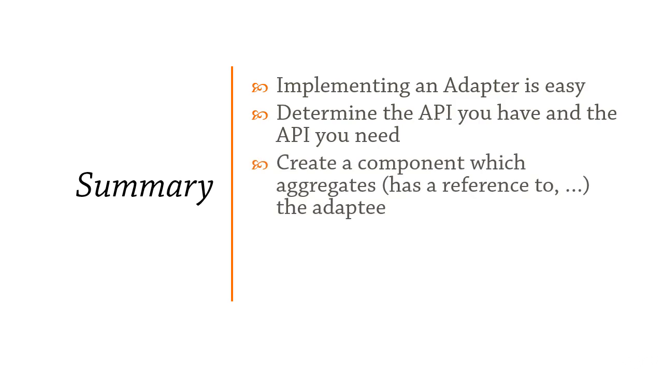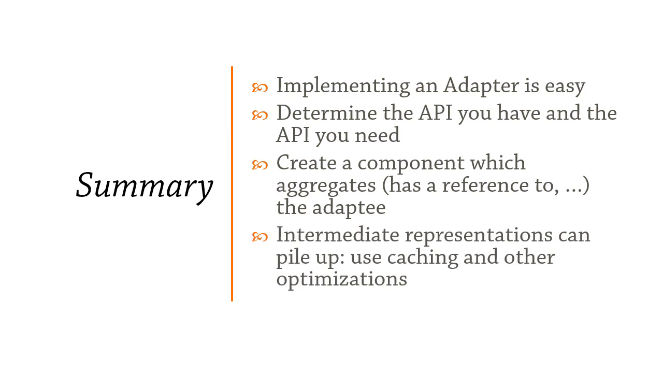Typically it aggregates the adaptee, so you can have a reference to whatever's being adapted, or you can even instantiate it, and then of course you may end up having intermediate representations of state. So if your adaptee has to generate certain information for the adapted interface, for the interface that is actually required, then you would have to store additional data, and this means that you have to be careful about how long this data is stored for and where it is stored.